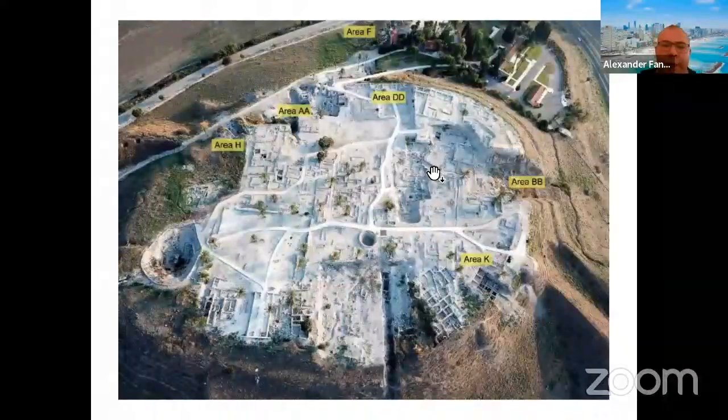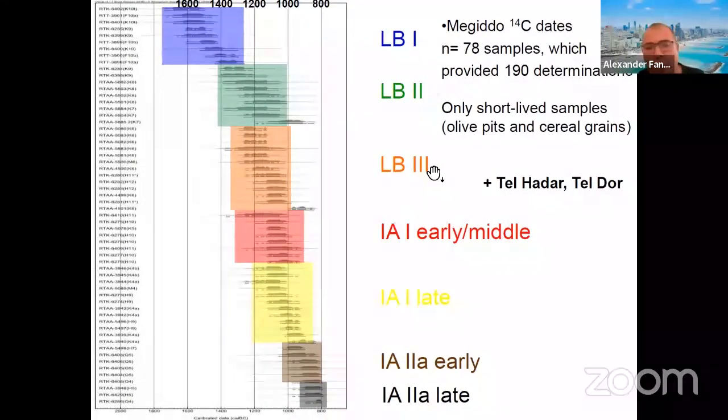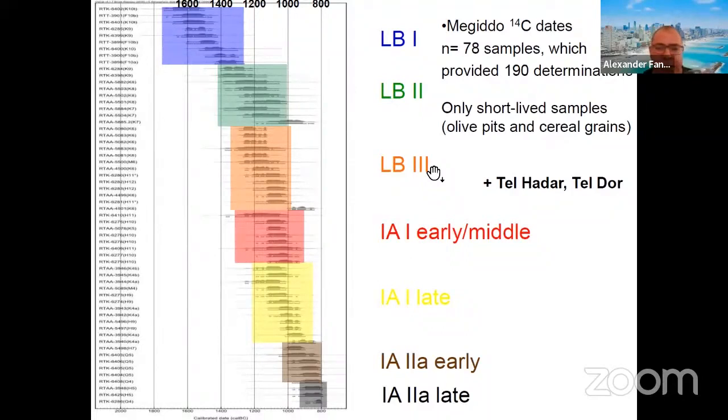The same holds true for Megiddo. In Megiddo, we don't have so many Greek shards, but we have a lot of radiocarbon dates. So we have only short-lived samples. We have the whole sequence from the Late Bronze Age down to the Iron Age 2A late, all based on short-lived samples, olive pits and cereal grains, and the dates for the strata which yielded Greek pottery also follow suit of accepted Aegean chronology and not the high Egyptian, not the high alternative to that.